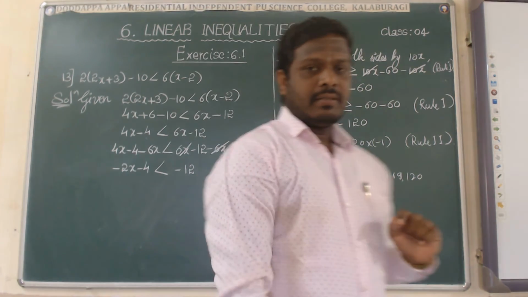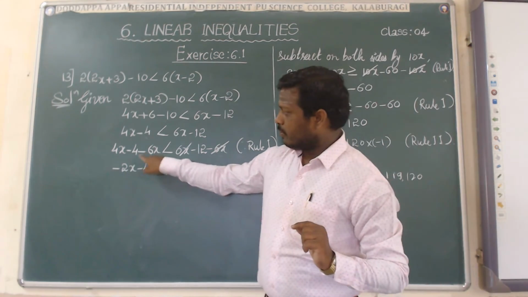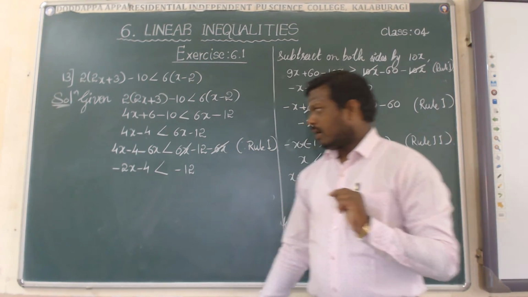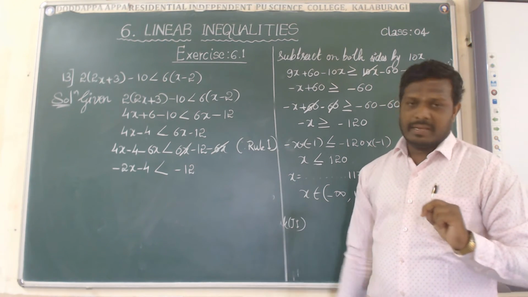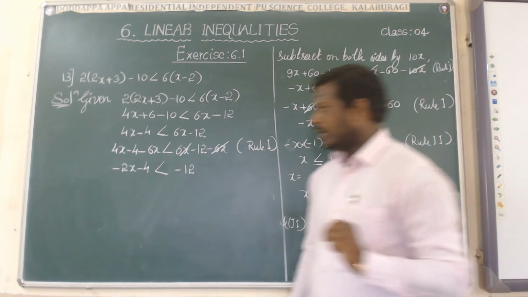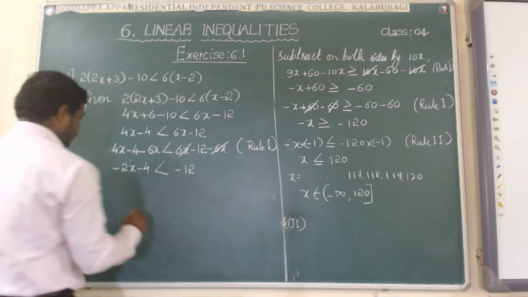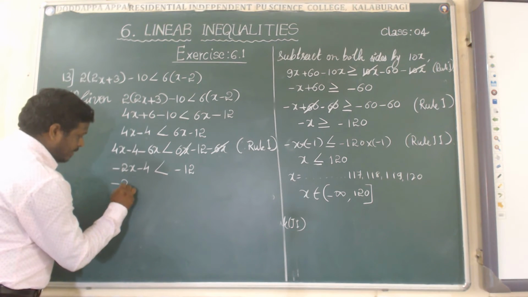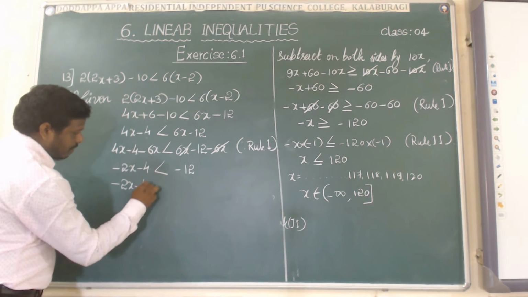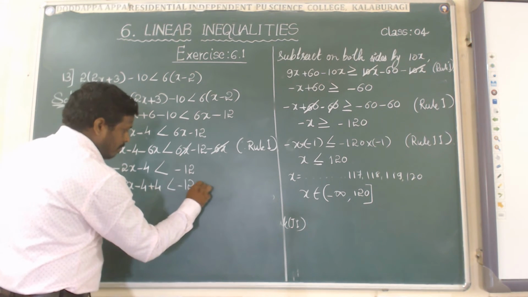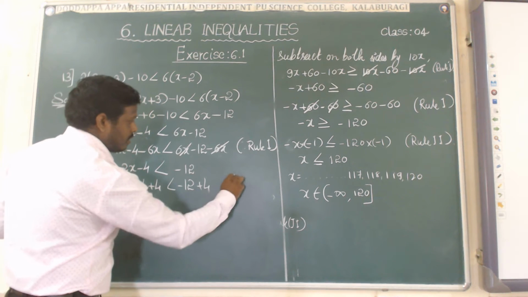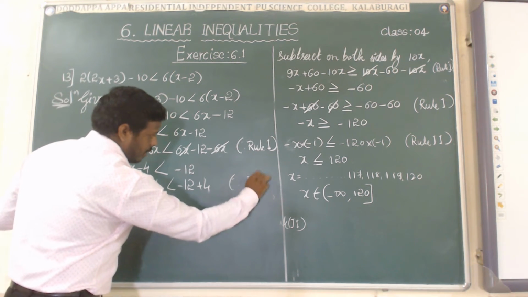After doing that, the next step is removing the minus 4 on the LHS. So we have to add 4 to both sides. Okay, I will write directly here again: minus 2x minus 4 plus 4 is less than minus 12 plus 4. By using the rule again, first one only.